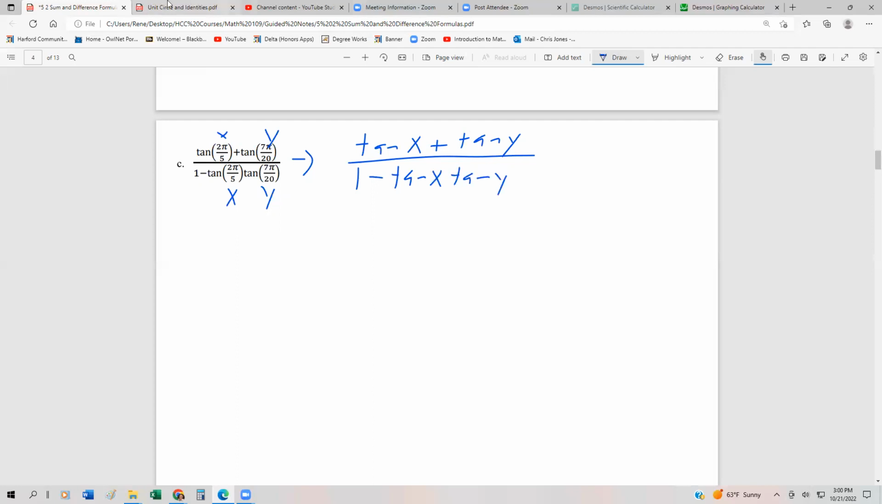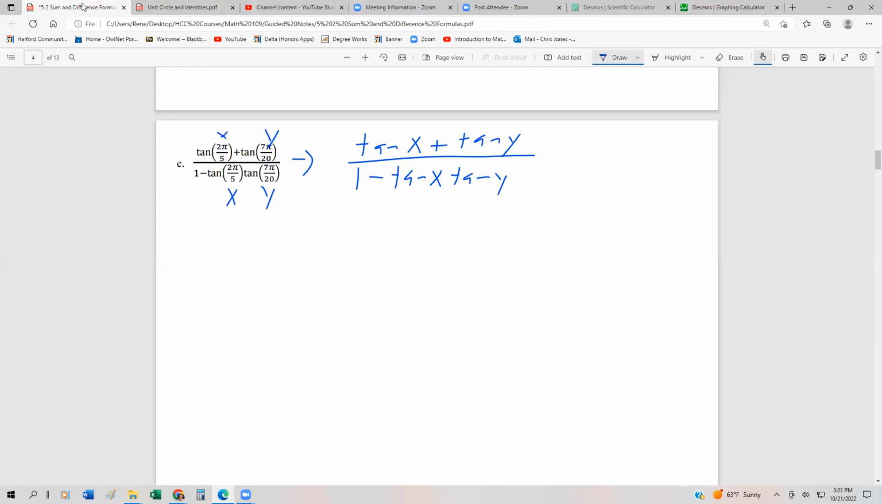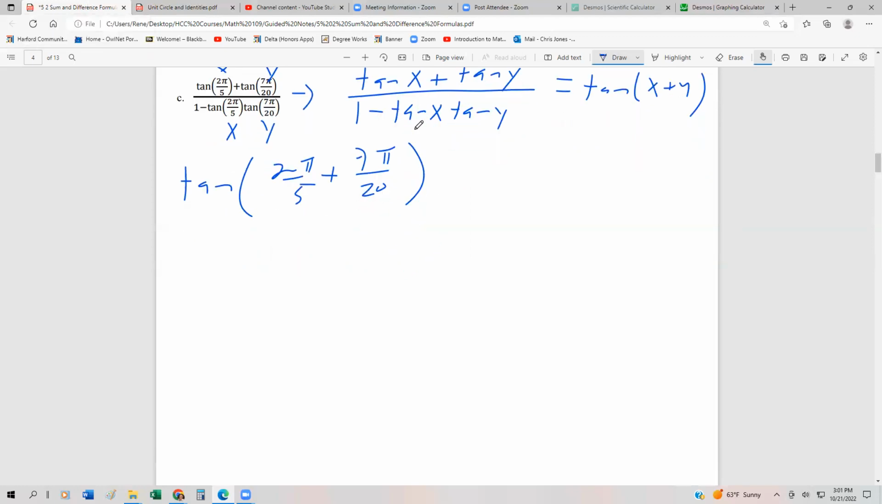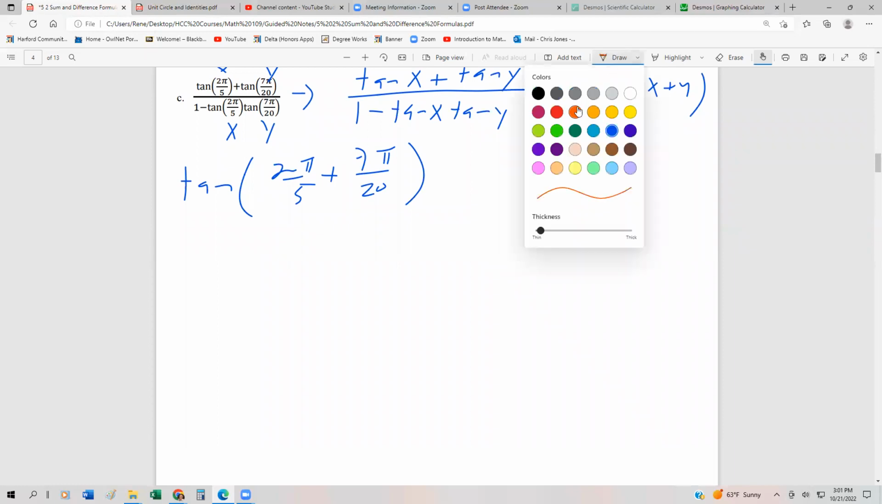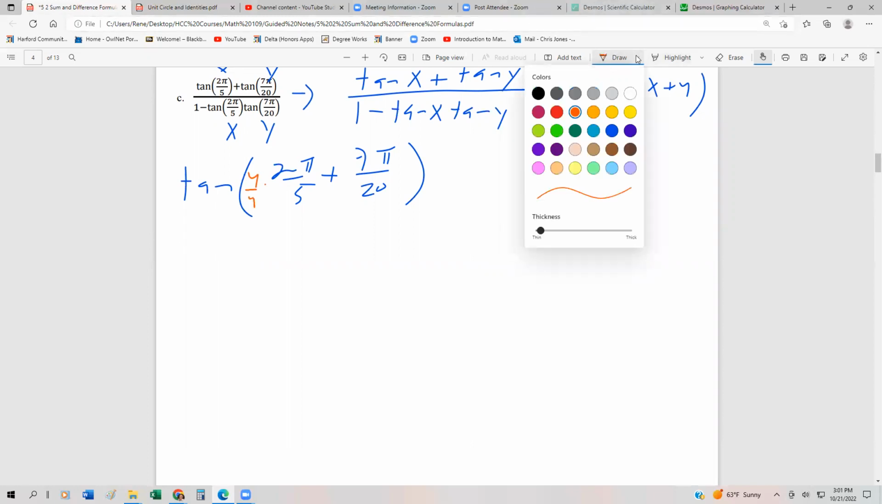And if we go back into our formula sheet, it looks like this is exactly going to be the formula. Tan x plus tan y over 1 minus tan x tan y equals tan of x plus y. So we're just going to have to add these together. This is now going to become the tangent of 2 pi fifths plus 7 pi 20ths. If we get a common denominator, we would multiply the first by 4 over 4. Now we can start to combine this a little bit.